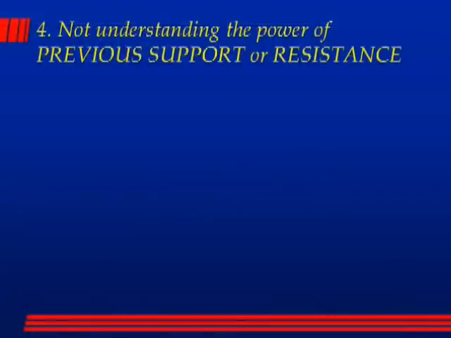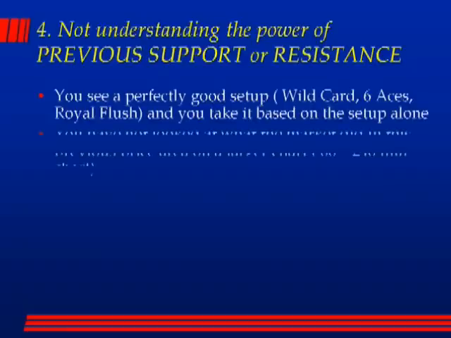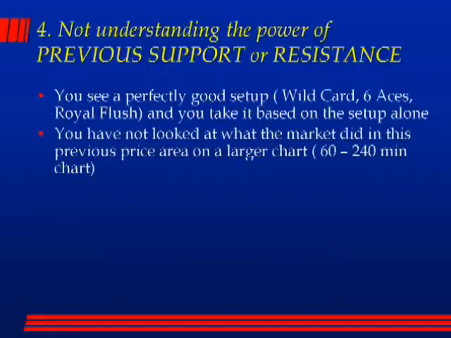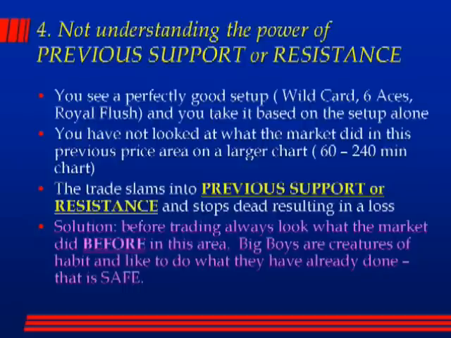Number 4, not understanding the power of previous support or resistance. You see a perfectly good setup, a wild card, a 6 aces or a royal flush, and you take it based on the setup alone. You have not looked at what the market did in this previous price area on a larger chart, a 60 or 240. You might even have to go to a day chart. The trade slams into previous support or resistance and stops dead, resulting in a loss for you.